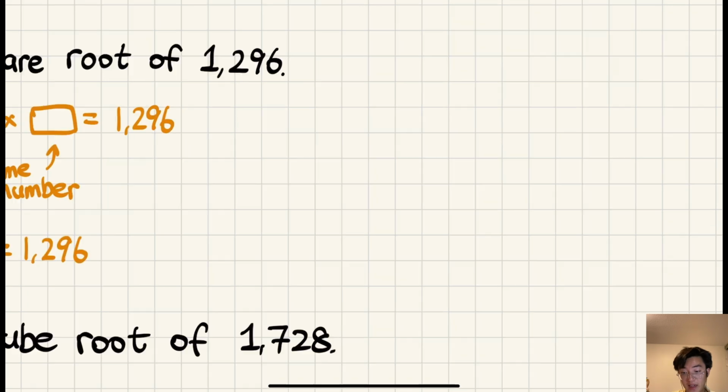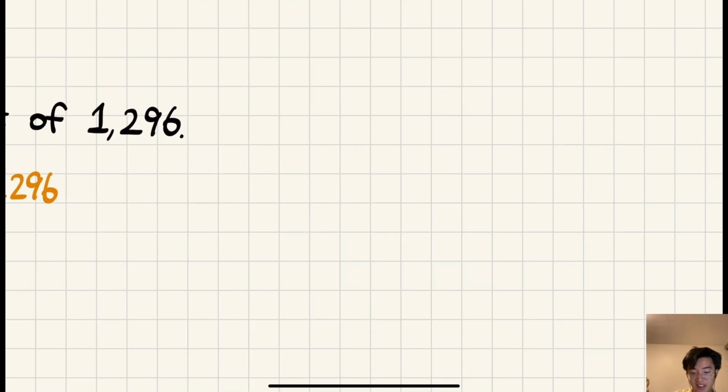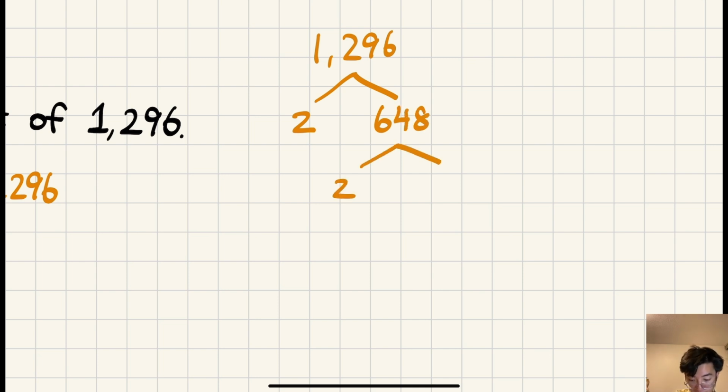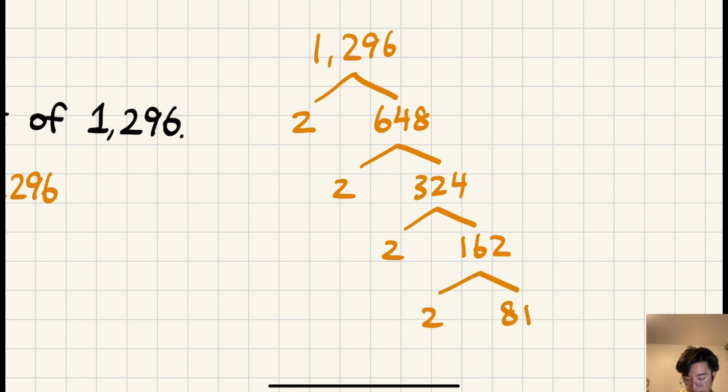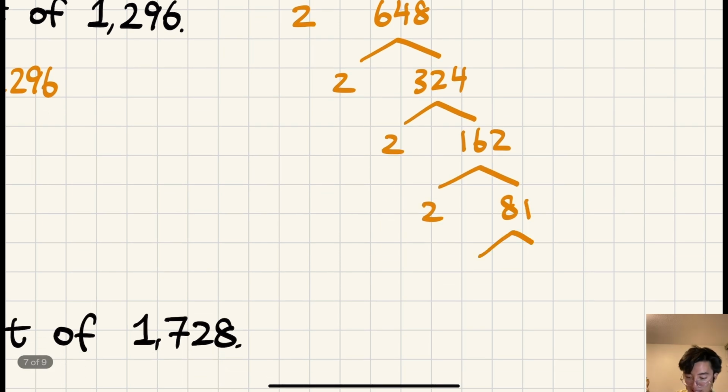The way we go about it is to do prime factorization. So 1,296. We'll do our good old factor tree here. That is divisible by 2. We get 648. Also divisible by 2. This might take a while. 324. Still even. 162. Still even. 81. Okay, almost there. 81 is just 9 times 9. 9 is just 3 squared.